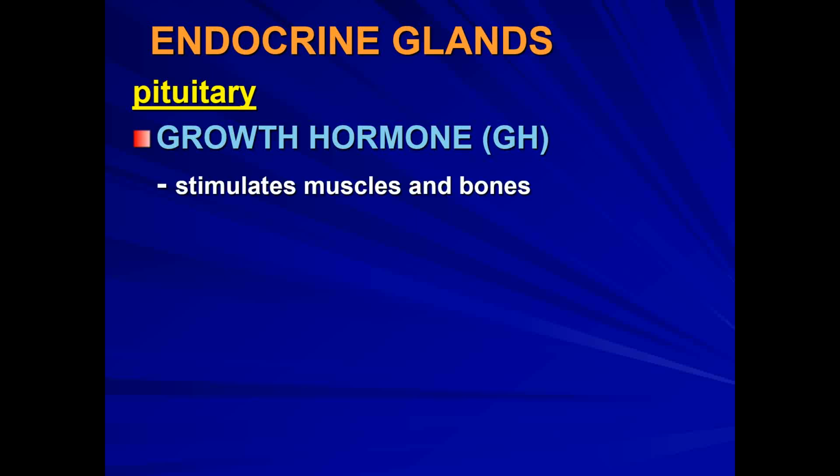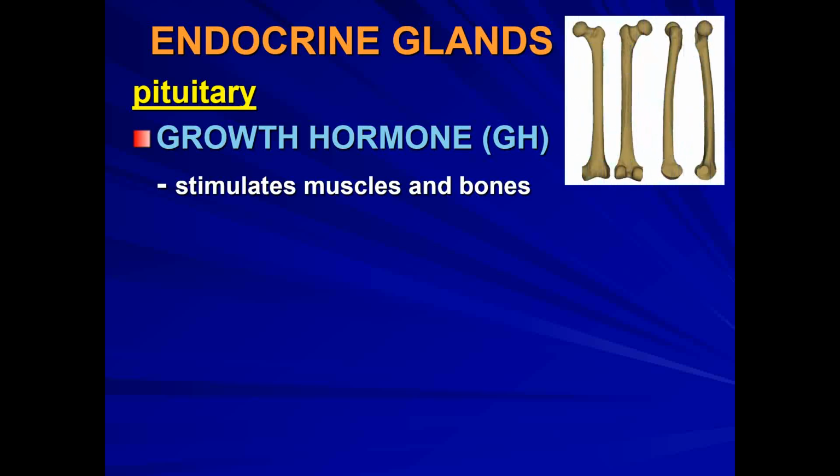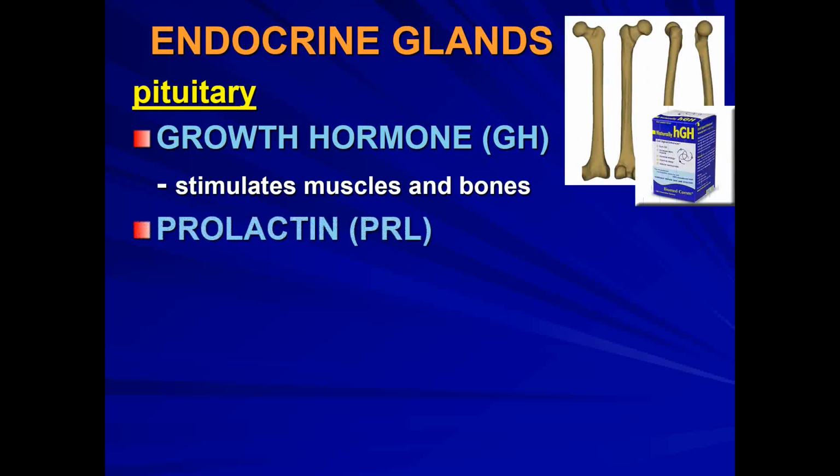Growth hormone does exactly what you think it might do. It stimulates muscles and bones to grow. We're going to get this signal during adolescence, and we grow from our childhood size to our adulthood size as our muscles and bones grow under the influence of GH. We also see prolactin, PRL. The lactin is associated with lactose, milk production, and this stimulates milk production in pregnant females.